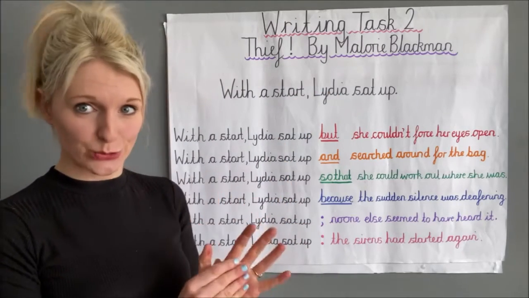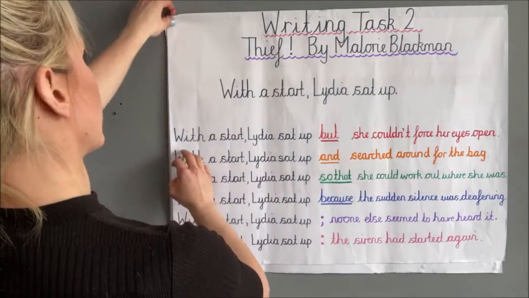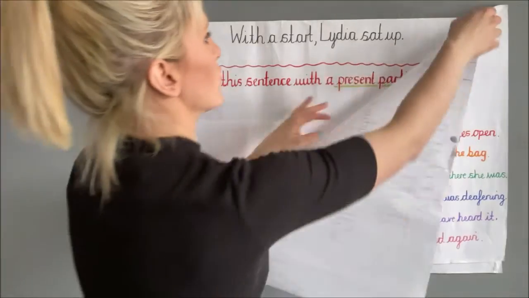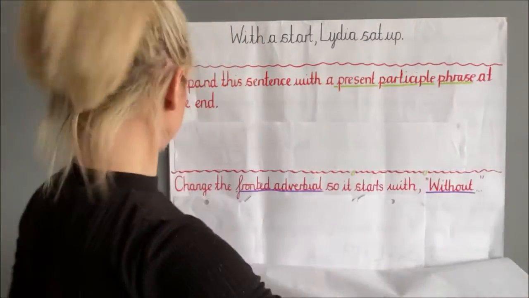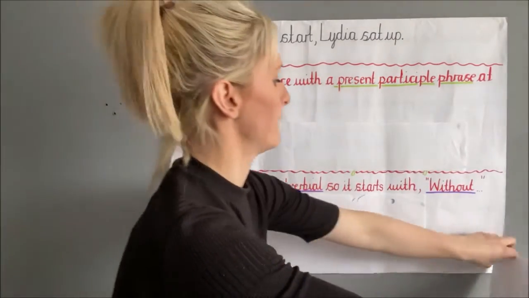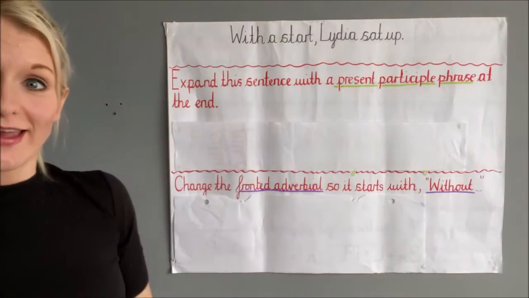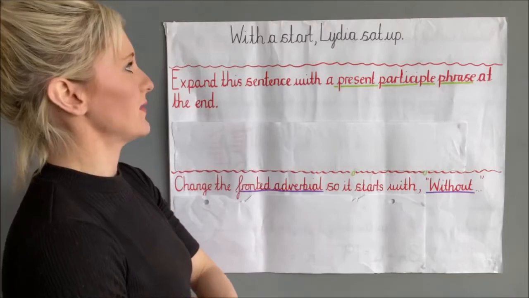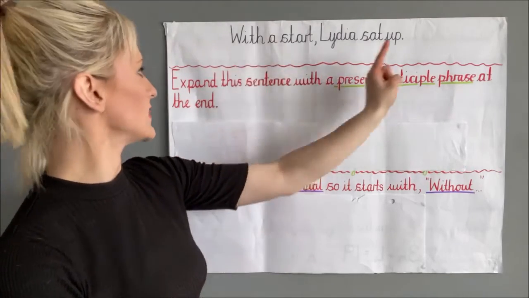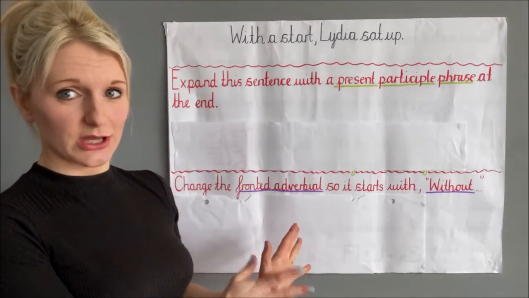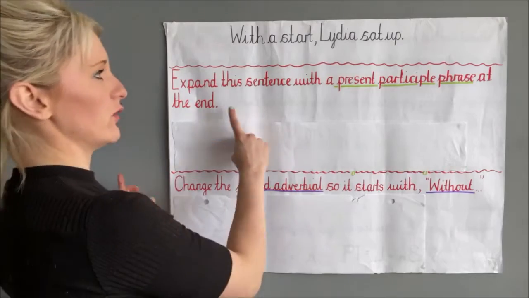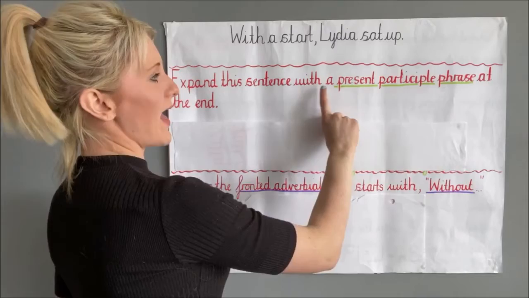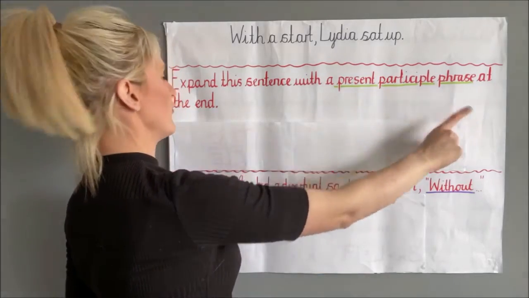If you've already had your go, then you are ready for my next quick warm up challenge. So I'm going to peel away this one and we are on to stage 2. This time, we're going to be working with the same sentence for the moment. We're going to be using this: with a start, Lydia sat up. But there are 2 challenges I'd like you to do this time. First of all, I'd like you to expand this sentence. I'd like you to make it longer by adding a present participle phrase at the end.